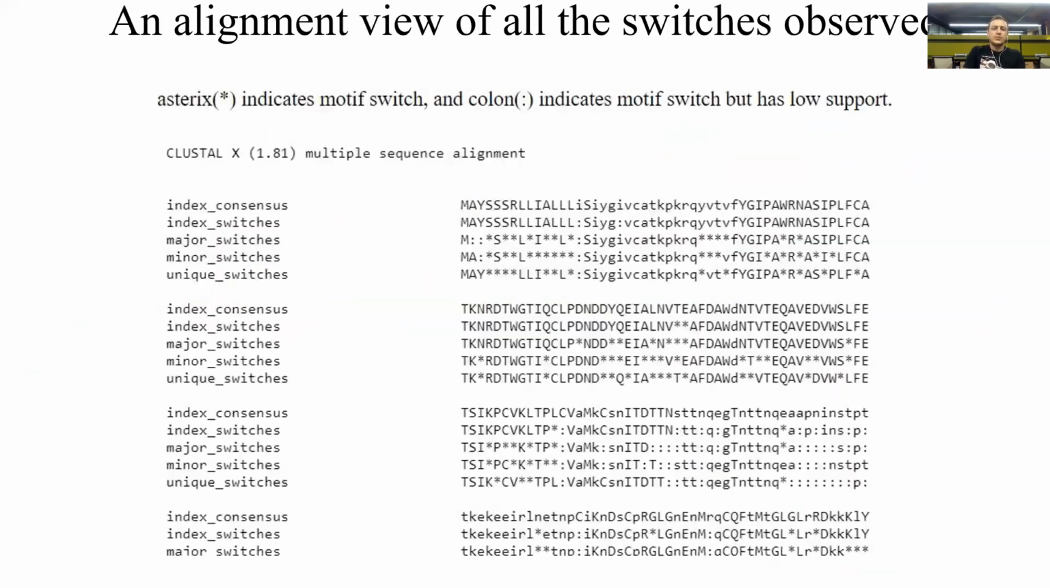The next part of the report is the alignment weave, and an index consensus is built by MoSwA to serve as a reference for the alignment and allow for a comparison between the switches. The k-mer positions with switches are marked as asterisks, while a colon represents a motif switch but with low support. The alignment weave makes it easy to quickly locate all the positions of the motif switches.